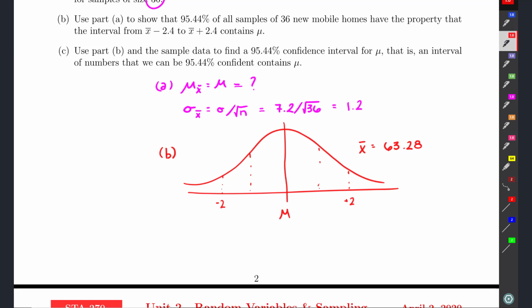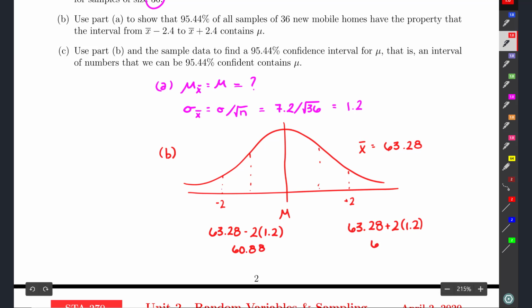So to find the 95% confidence interval, this range of values that our true mean might lie within, the left bound is going to be 63.28 minus 2 times our standard deviation, which is 1.2. And then the upper bound on the right-hand side is going to be 63.28 plus 2 times our standard deviation, which is 1.2. When we simplify both of these, what we end up with is 60.88 and 65.68. So our confidence interval is between 60.88 and 65.68.